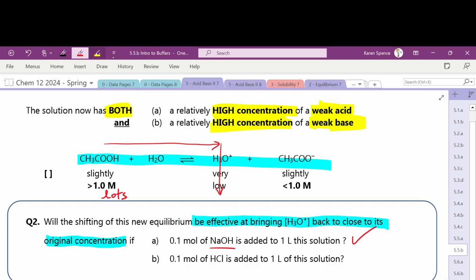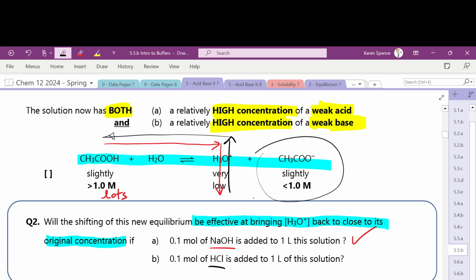Now, what if we add some H3O plus, some HCl? That's going to bring the H3O plus up, which will cause it to shift to the left. Do we have enough of this stuff to shift to the left now? Yeah, because we have lots of this. So now we're able to resist a change in pH in both directions. So this solution is an effective buffer.